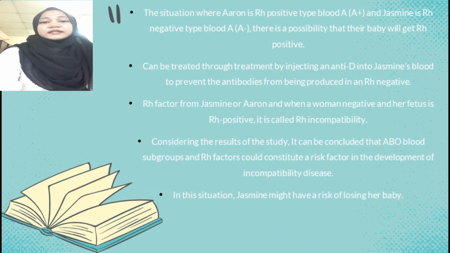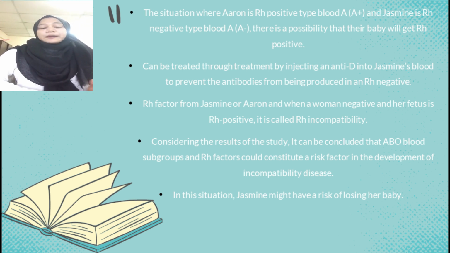In conclusion, in the situation where Aaron is rhesus positive, blood type A+, and Jasmine is rhesus negative, blood type A-, there is a possibility that their baby will be rhesus positive. The rhesus problem can be treated by injecting anti-D into Jasmine's blood to prevent antibodies from being produced in a rhesus negative woman.